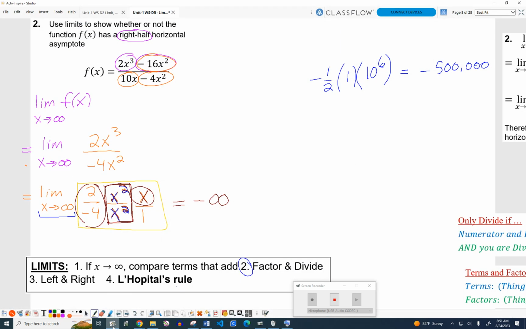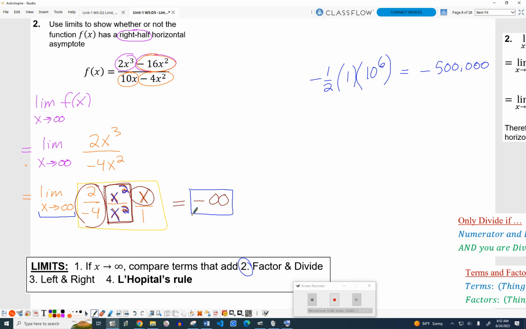That as x gets more and more positive, the y value is going to get more and more negative. So that's not a horizontal asymptote. The correct answer here would be, therefore, f of x does not have a right-hand horizontal asymptote. Better? Yeah, so if it equals positive or negative infinity, it does not have that.